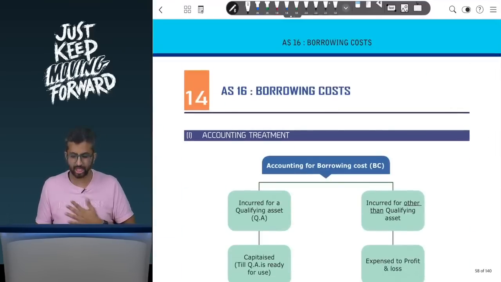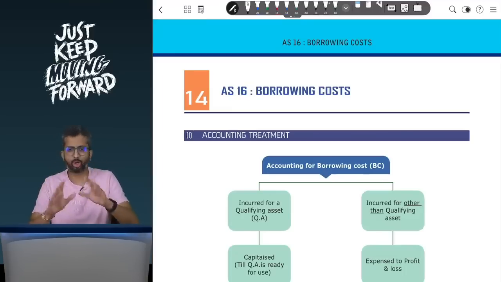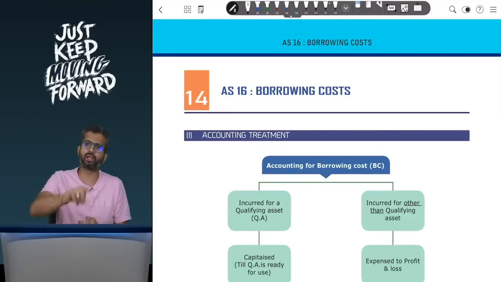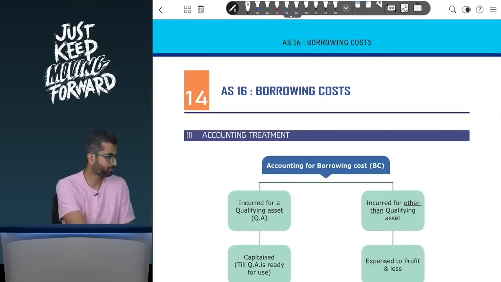Okay, so this is regarding AS15. I would say that this is a very complex standard. Have a broad understanding and proceed. If you want a detailed understanding, then please refer to the separate detailed video of AS15 that is also there on YouTube for your benefit.